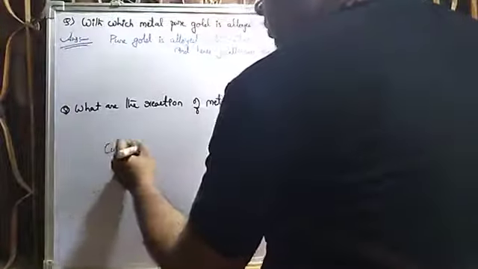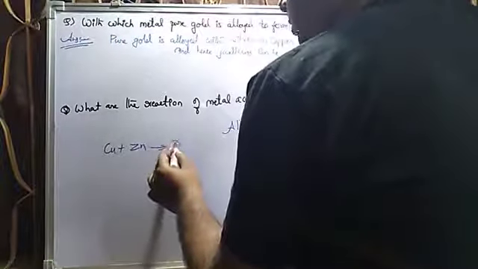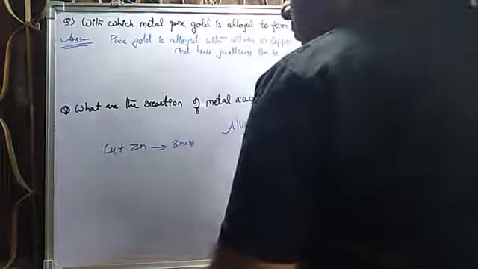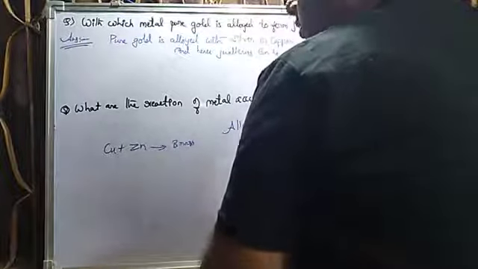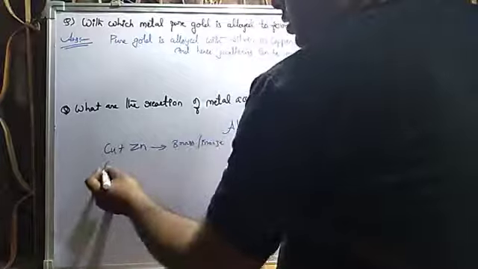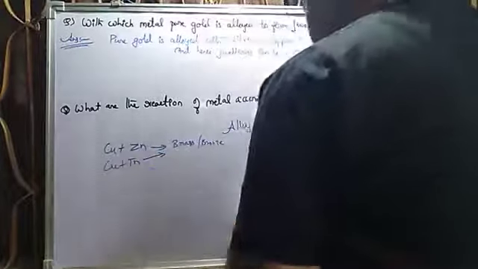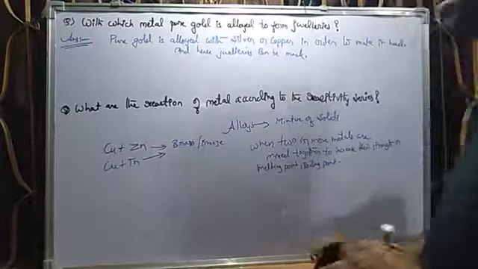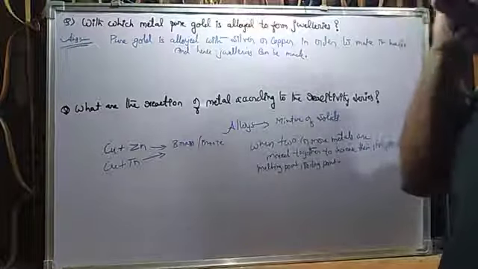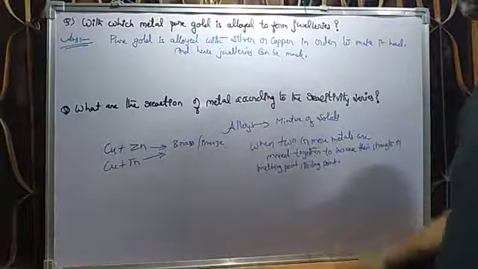Copper is mixed with zinc to form brass, or bronze. I am not sure about this, but brass or bronze is formed when copper and tin are combined. So this kind of alloy is also formed here, and it is highly used in our daily life. Copper, bronze, brass, all these things are highly used in our daily life. So these are also alloys.